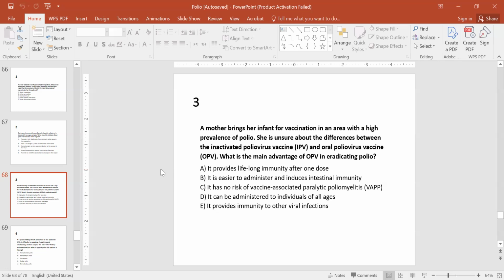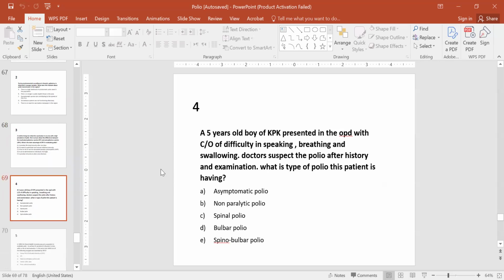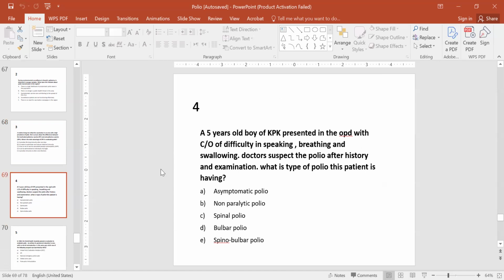Option B, vaccine-associated paralytic polio is actually associated with OPV only, not IPV. Question number four, a 5 years old boy of KPK presented in the OPD with complaint of difficulty in speaking, breathing, and swallowing. Doctors suspect the polio after history and examination. What is this type of polio in this patient? Option A, asymptomatic; B, non-paralytic; C, spinal; D, bulbar; or E, spinobulbar.